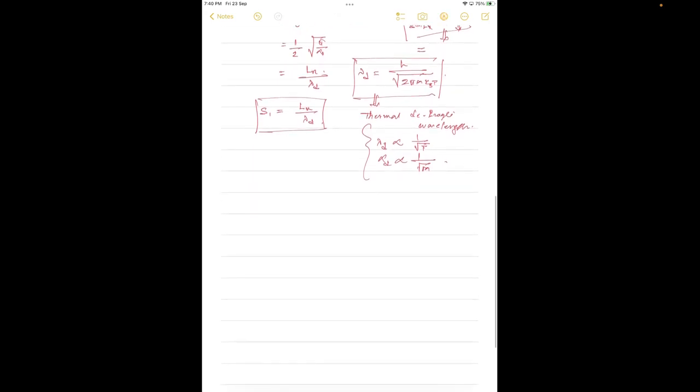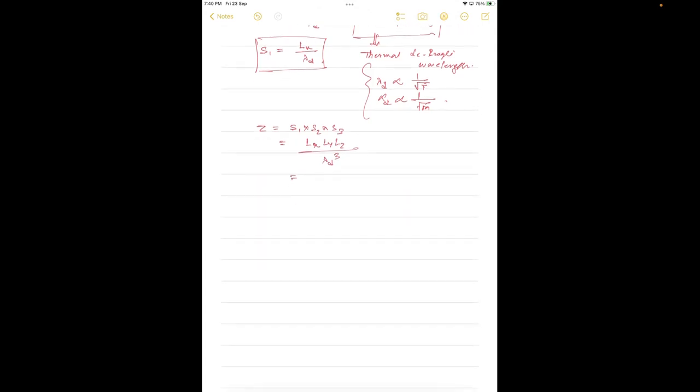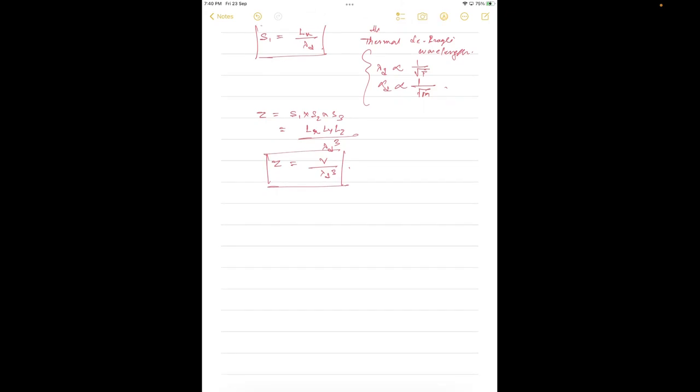Okay, now for the 3-dimensional case, the total partition function Z is S1 times S2 times S3, right? So if we just multiply this, Lx Ly Lz divided by lambda d cube. So Lx Ly Lz means the volume of the cube box, so V divided by lambda cube. So this is the translational partition function. So Z equal to V divided by lambda cube. Now we can compute the translational entropy from this partition function itself.